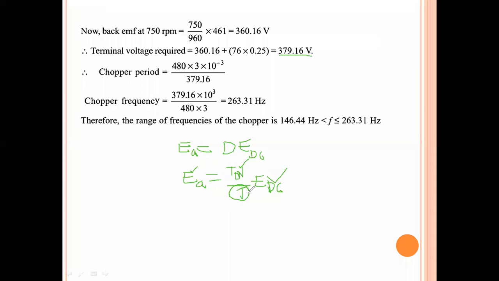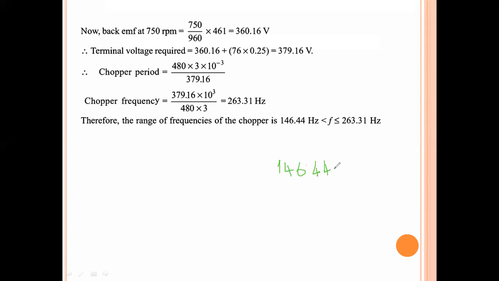Now calculate the time taken for 750 RPM. From this time period we can calculate the frequency, which is 1 by T. So the frequency at 750 RPM is 263.31 hertz. For 400 RPM, we got 146.44 hertz, and at 750 RPM, it is 263.31.